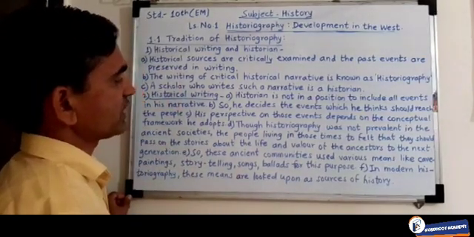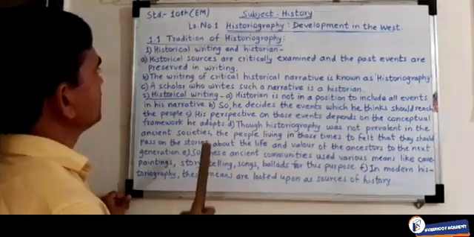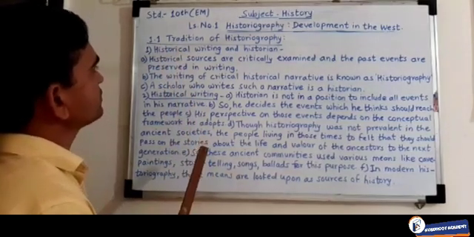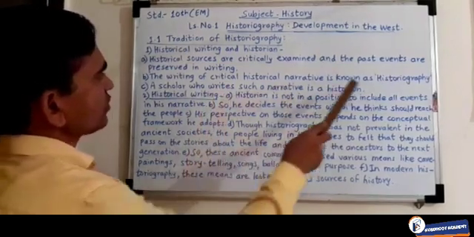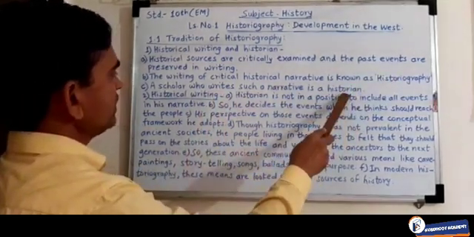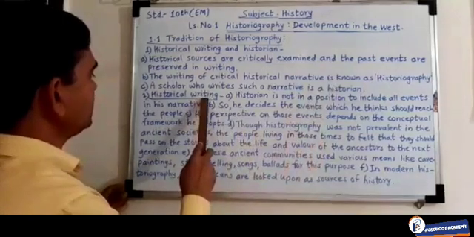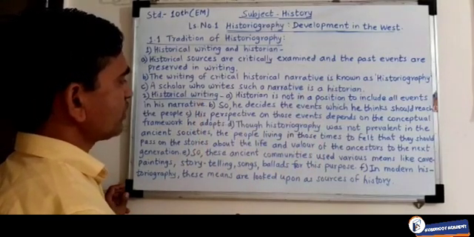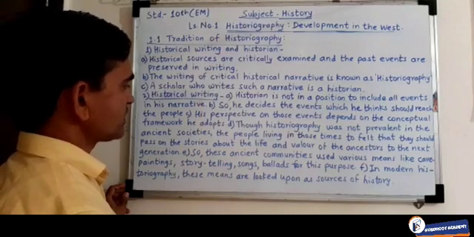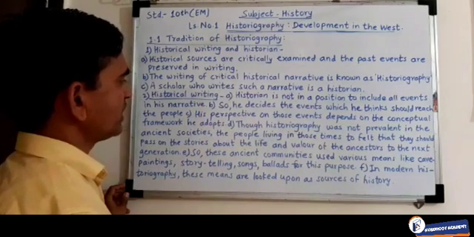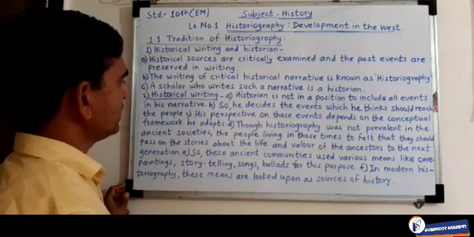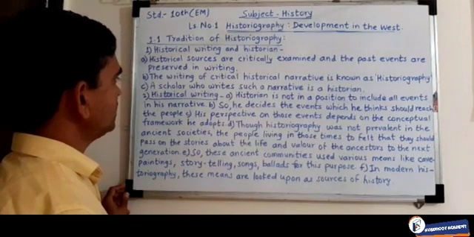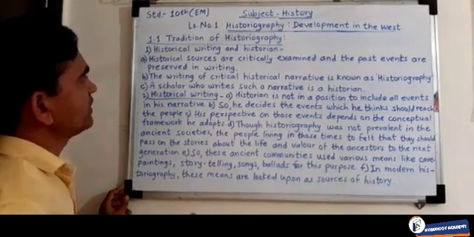So in this point, 1.1 tradition of historiography, we have seen the definition of historiography, the definition of historian, and the historical writing. We have covered what the sources of history are, how we get an understanding of them, and how historians write to narrate in their writing of history.